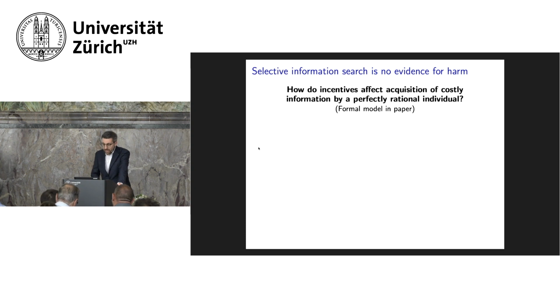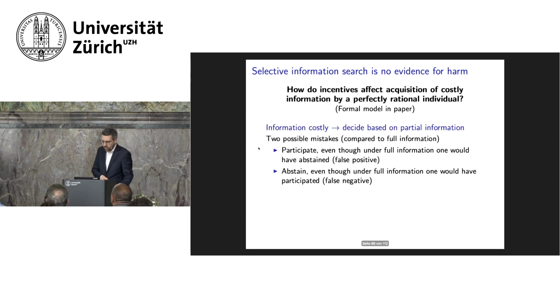I ask myself, well, how do incentives affect what type of information a perfectly rational subject wants to see if they cannot see all information? Because you're not going to get a PhD degree or an MD degree before you decide whether or not to donate eggs.